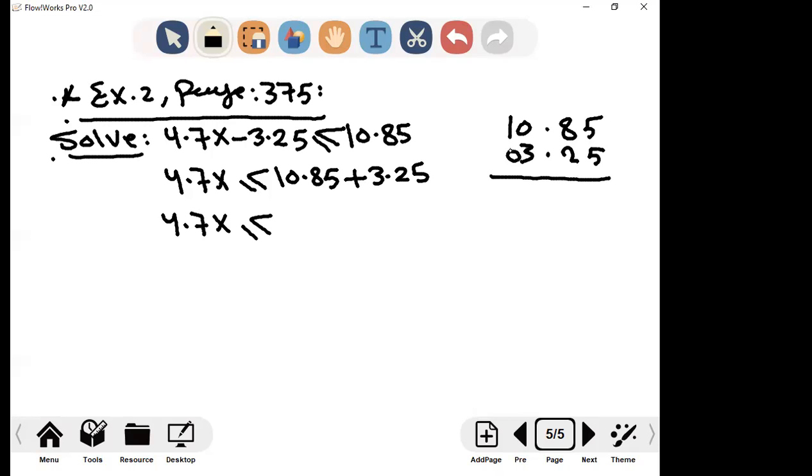Now here you have empty place, you put it what? 0. Don't forget that. Now add normally. 5 plus 5, 10, right? 9 plus 2, 11. The decimal comes in its place normally, 4, 1. So 4.7x less than or equal what? 14.1, right? If you want to put 14.10, it's okay. Now we will divide both sides by 4.7, right? So I will divide both sides by 4.7 here and by 4.7 here.